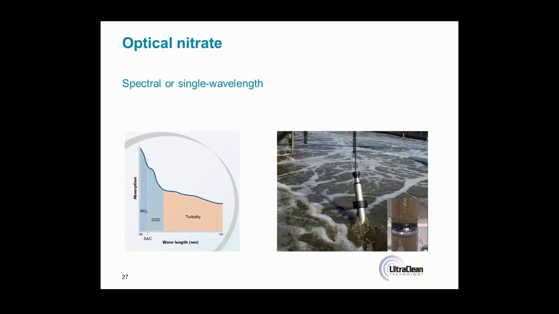Two different versions are offered: a multi-wavelength spectral instrument, which is factory calibrated, or a single wavelength instrument, which requires a user correlation. The picture on the right side then is an online instrument in the mixed liquor, and the inset there shows the measuring gap where the measurement happens, and it also can be outfitted with an integrated cleaning system.